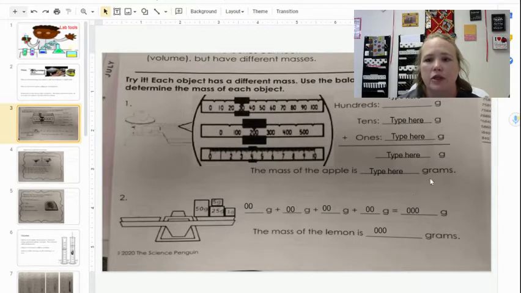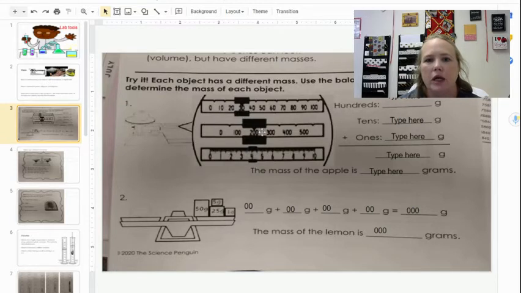So this first question, number 1, at the top it says try it. Each object has a different mass. Use the balances to determine the mass of each object. In the background right here is our triple beam balance. We have an apple, I believe, that we're finding the mass of. Here are the triple beams blown up really big so that you can see, and what you'll do is add up these numbers.